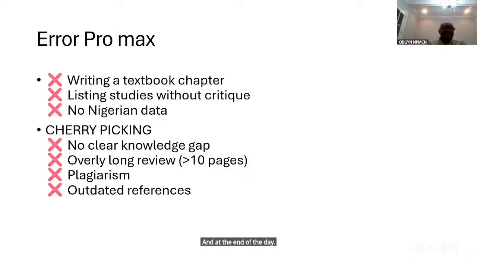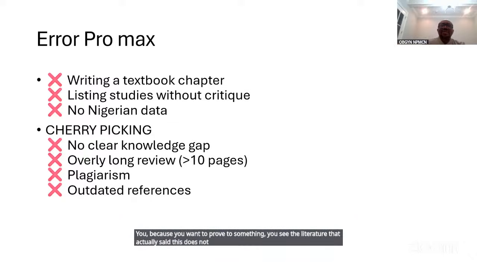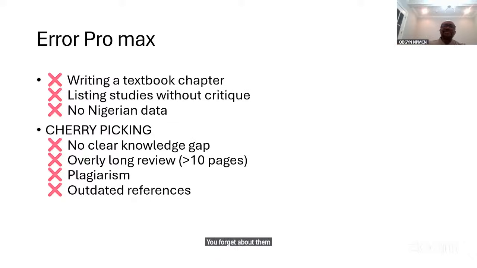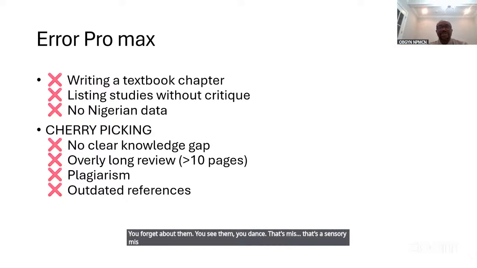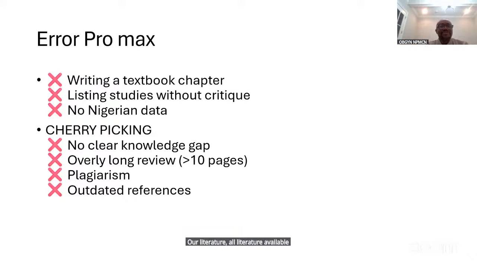These are errors that must be avoided: writing as if you are writing a textbook chapter, listing studies without critique, no local data, cherry picking. Cherry picking is when you want to prove something, and you see literature that actually said this does not work, and you forget about it. That's essentially misconduct. All available literature should be reviewed, especially for your institution.